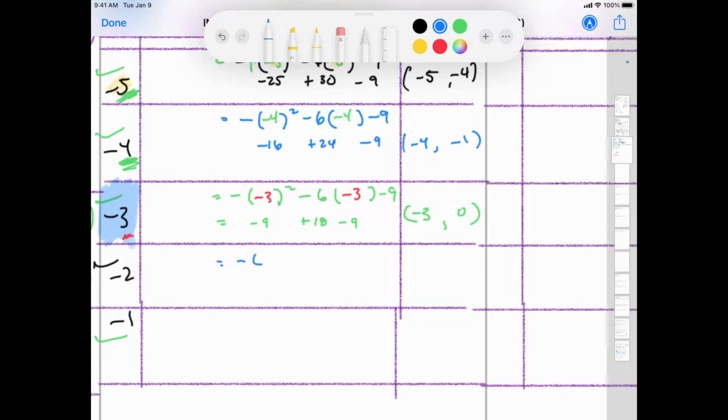Let's try our next one here. And we get to put in here negative 2.